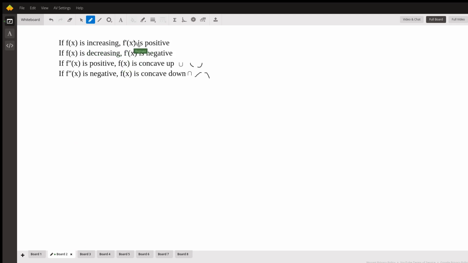So f prime, the first derivative: if f of x is increasing, then f prime of x is positive. If f of x is decreasing, f prime of x is negative. If f double prime of x is positive, f of x is concave up, right? So concave up means it's going to be a U shape, or some people say a smile. If f double prime of x is negative, then f of x is going to be concave down, right? So an upside down U, or it could be considered a frown.